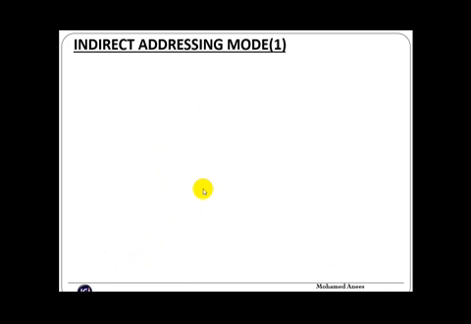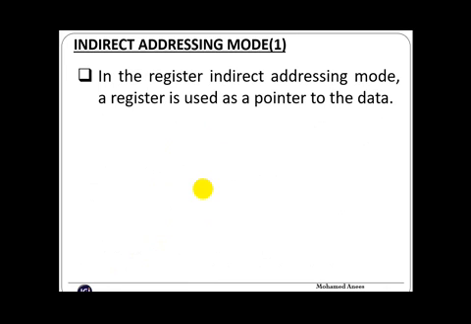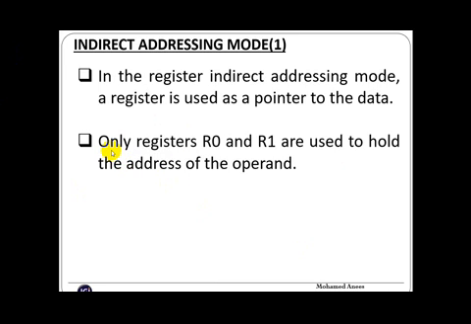Indirect addressing mode also refers to the memory, but in this case the data of the RAM location is accessed using a pointer. This concept is similar to the pointers concept which you have studied in C programming language. Okay, so here you have a register which will point to the address of the memory. So it doesn't give you the data, but it gives you the address of the data. And in 8051, only registers R0 and R1 can be used to hold the address of the operand.